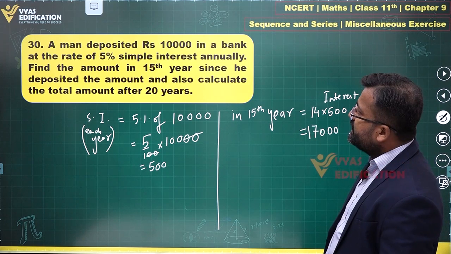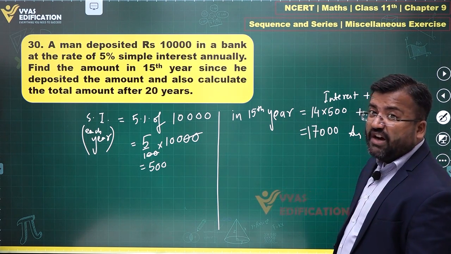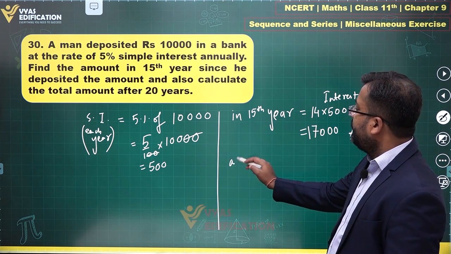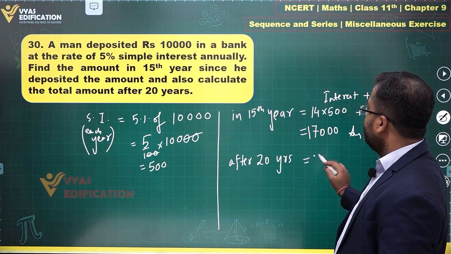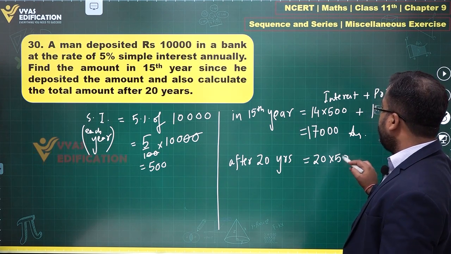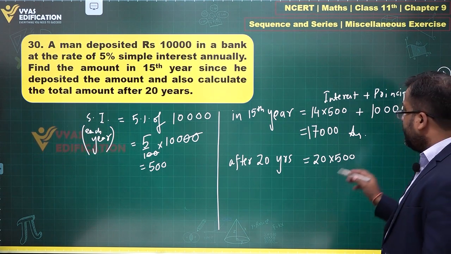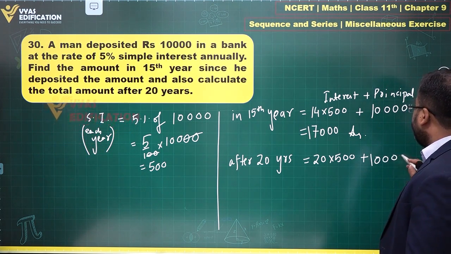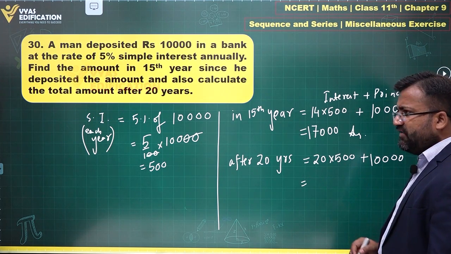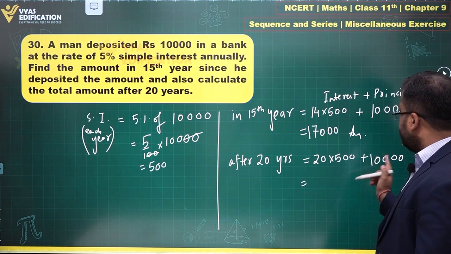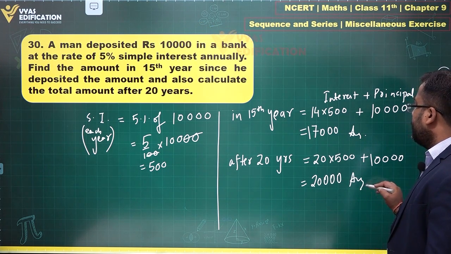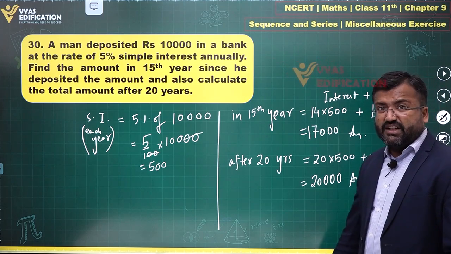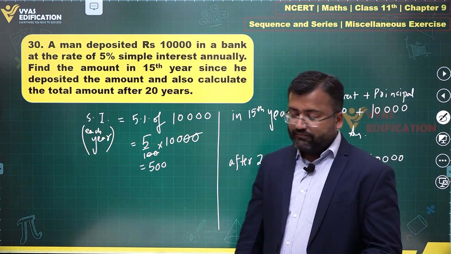And what else? Total amount after 20 years. When you talk about after 20 years, interest will have been received for 20 years. This is 20 into 500 plus 10,000 initially. And 20 times 5 is 100, 100 into 00 is 10,000. This becomes 20,000. And that's my answer for the second part. That's question number 30 for us, as you can see over here.